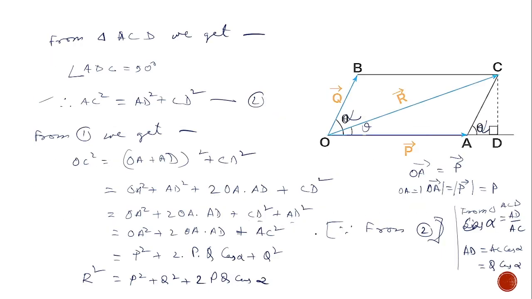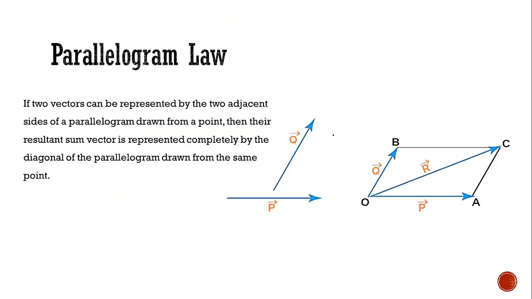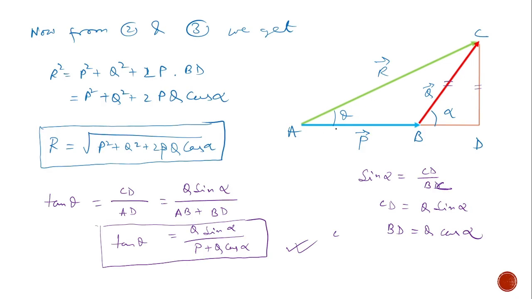So from this we can get the value of R. Also, in the same way as we get the direction, tan theta, we can get the value of tan theta as per the triangular law of vector addition. We can get it this way, CD by AD.